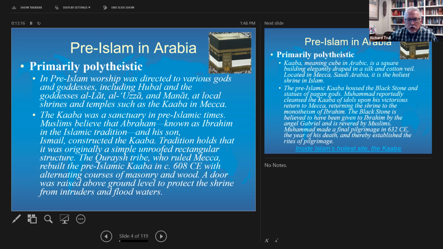The Quraysh tribe, who ruled Mecca, rebuilt the pre-Islamic Kaaba in about 608 CE, which is what we would say AD 608 for Christian calculation, with alternating courses of masonry and wood. A door was raised above the ground level to protect the shrine from intruders and also floodwaters that would come along at times.